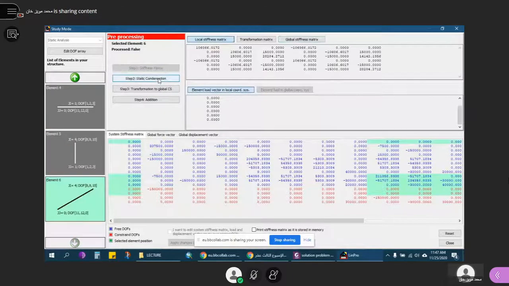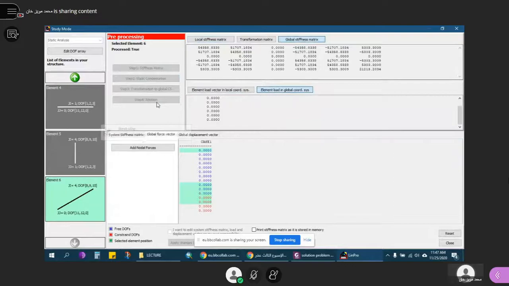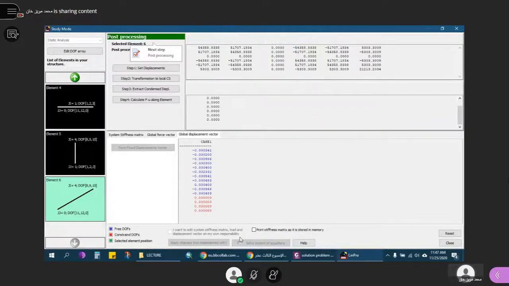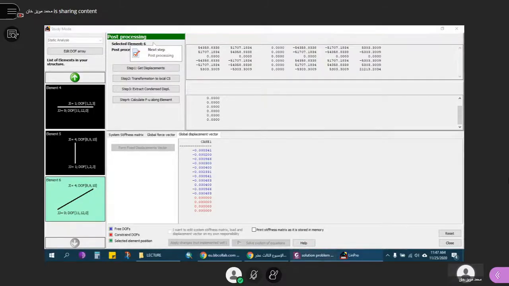element 6, and add nodal forces. We just have 30, then 30 kilonewton at one node. Then solve the system of equations. That's it. So now what is the requirement?